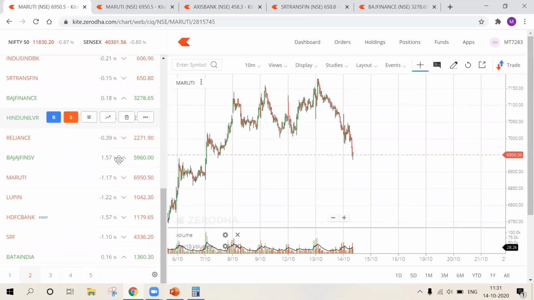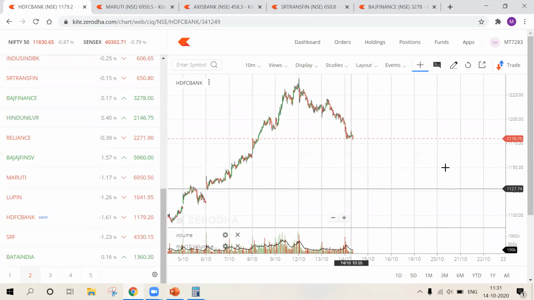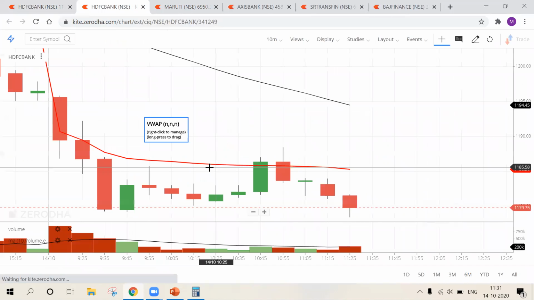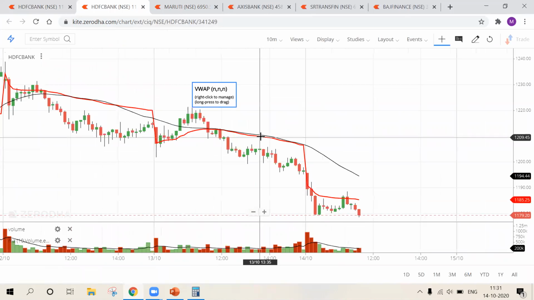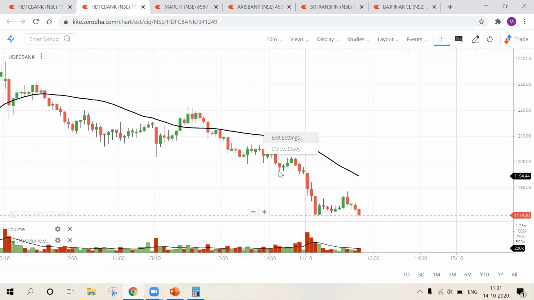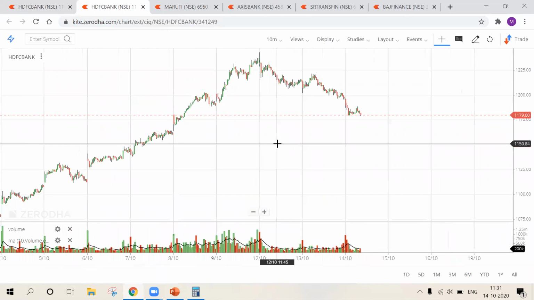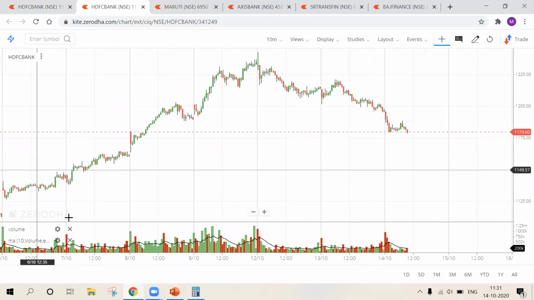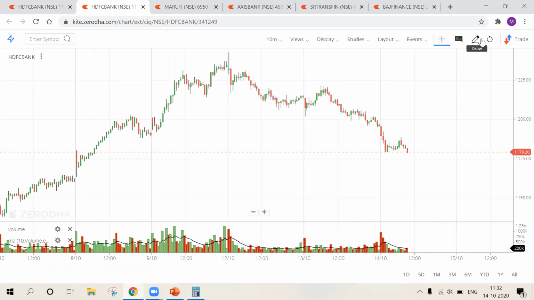All right, let me explain with a stock. Shall we go with HDFC Bank? All right, let's go with HDFC Bank. I'm going to delete these indicators, and then I'll try to identify the key level. Oh, it's already trading at a key level.